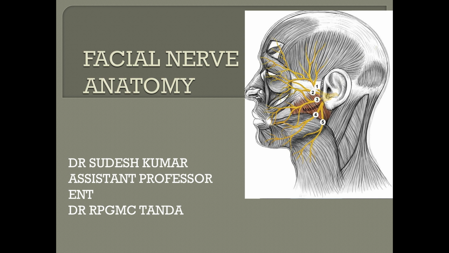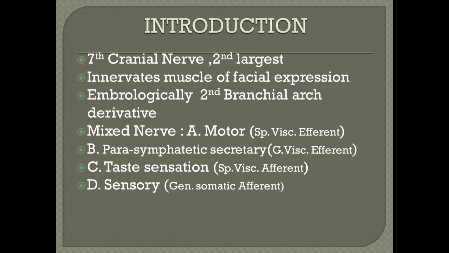So, beginning with the facial nerve. This is the seventh cranial nerve, and it is the second largest cranial nerve after the vagus nerve in terms of its distribution. It innervates the muscles of facial expression, which is very important, and it's embryologically related to the second branchial arch derivative. So, it innervates the muscles which arise from the second branchial arch, and it is related to the second cartilage and whichever derivatives are there.